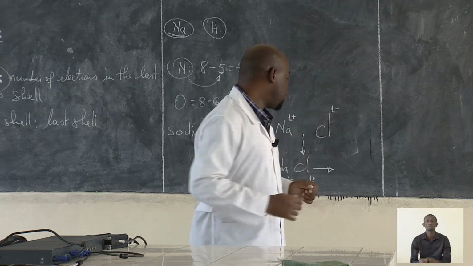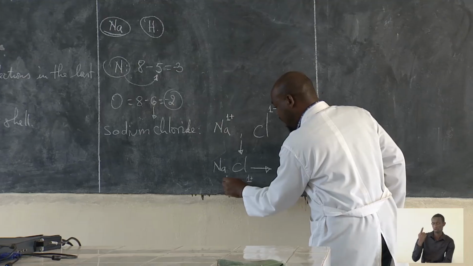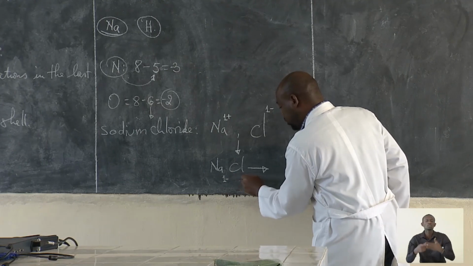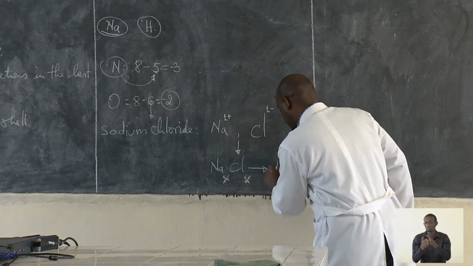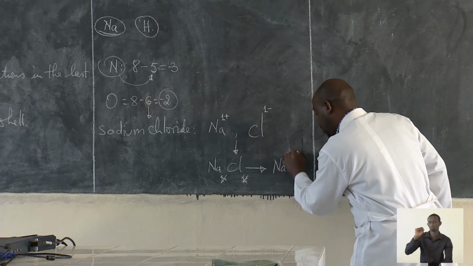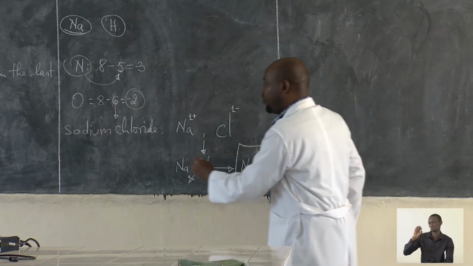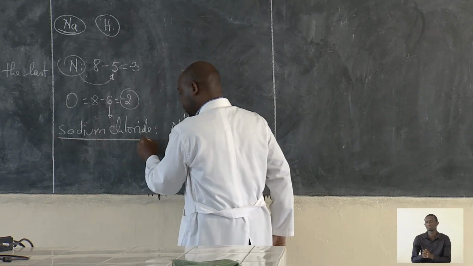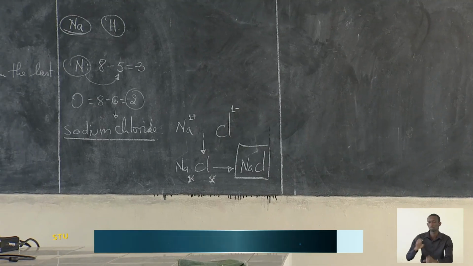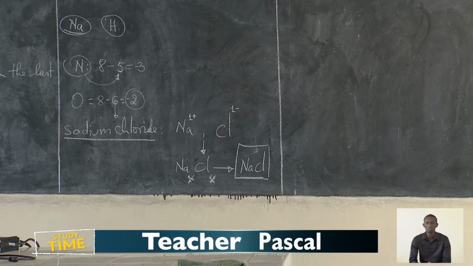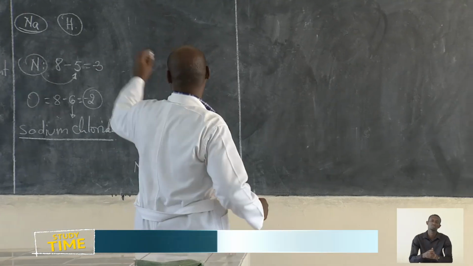But now, as we have 1 and 1, then negative 1 plus positive 1, we get 0, so they can be cancelled, and we get sodium chloride, and this is the molecular formula of table salt. Sodium chloride. That is the molecular formula of table salt. Do you want another example? Yes. Let's have another example.